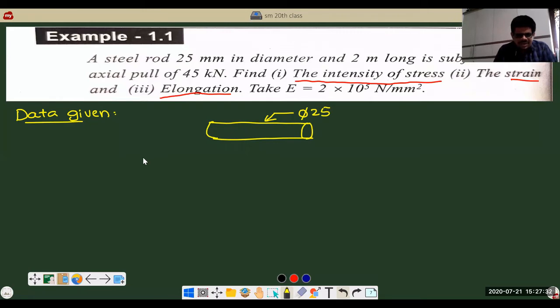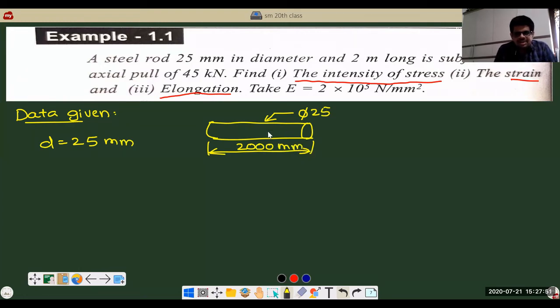So its diameter is 25. So D is equal to 25 mm. Next, it's 2 meters long. That means its length. So its length is 2 meters. That means 2000 mm. So meters are converted into mm.